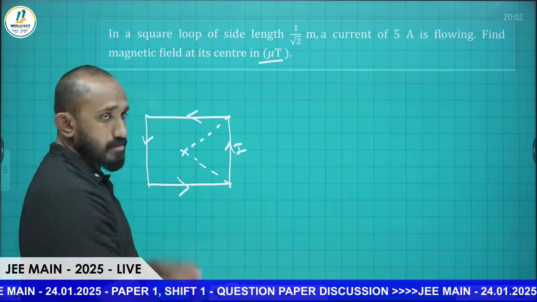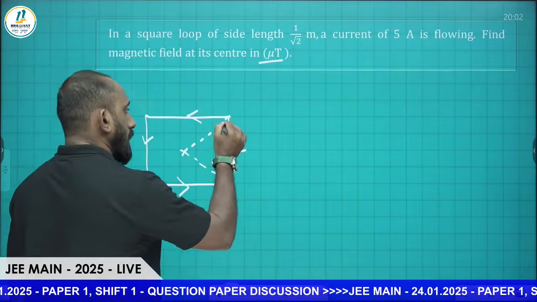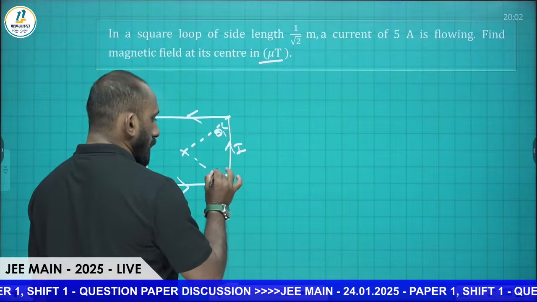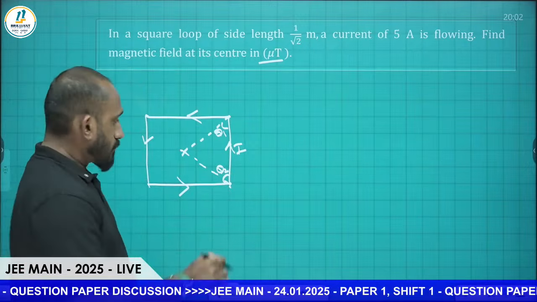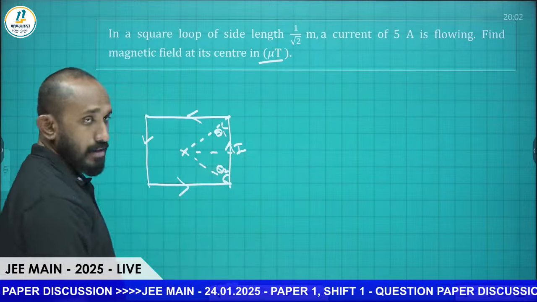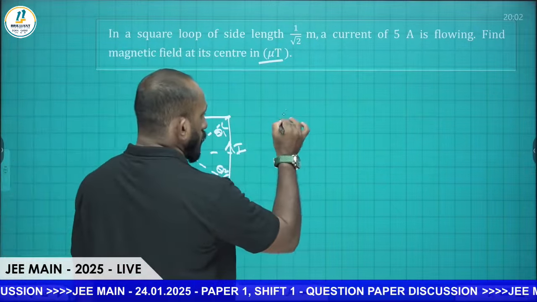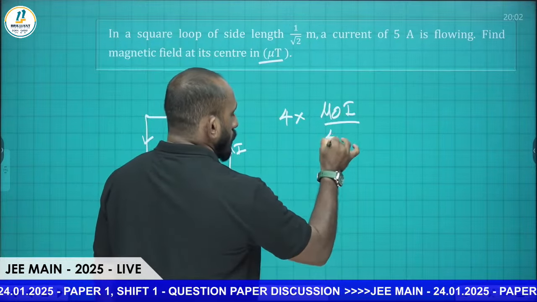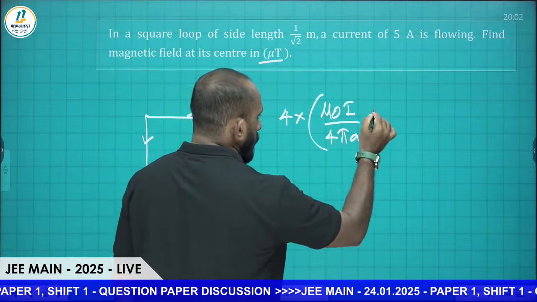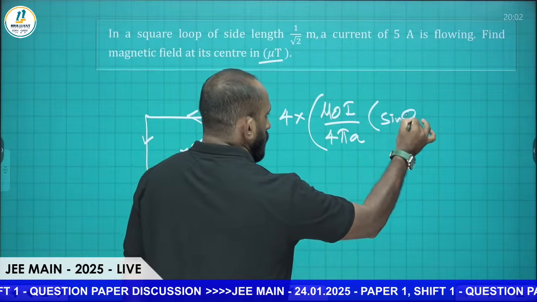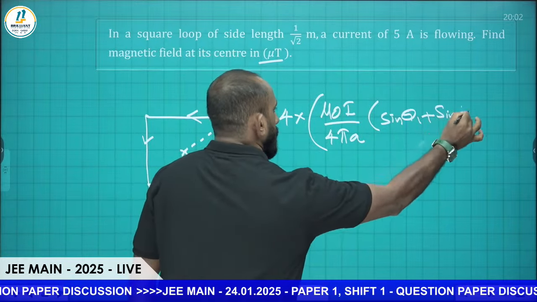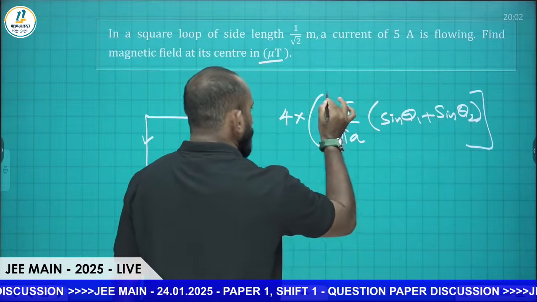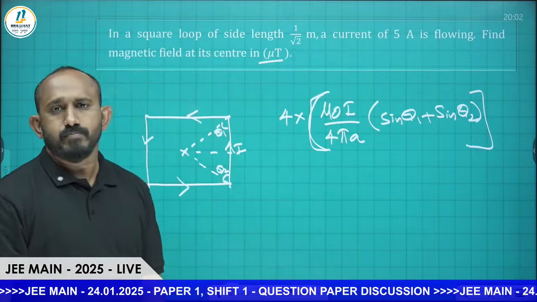It is a finite length wire. If this angle is theta 1 and this angle is theta 2, then the final answer will be 4 times mu 0 I by 4 pi a into sine theta 1 plus sine theta 2. The base equation you might remember.